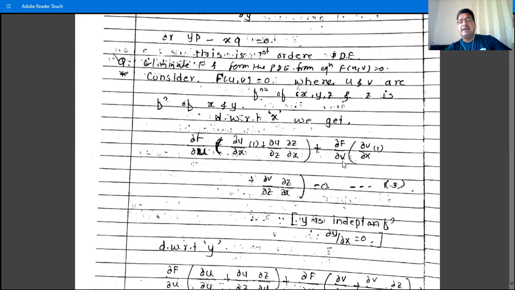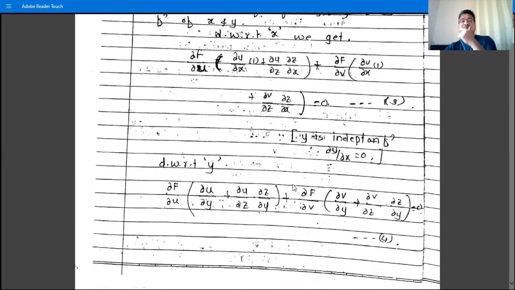Similarly, ∂f/∂v times ∂v/∂x is ∂v/∂x times ∂x/∂x plus ∂v/∂y times ∂y/∂x, which is again 0, and ∂v/∂z times ∂z/∂x, is equal to 0. y is an independent variable, and so ∂y/∂x is 0. Also ∂x/∂y is 0.